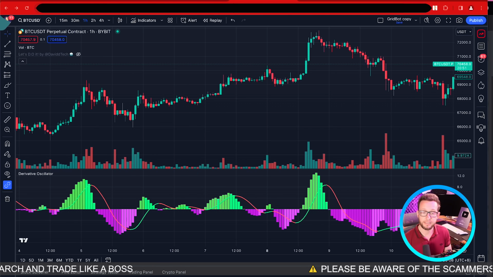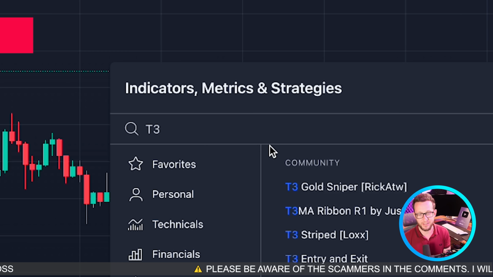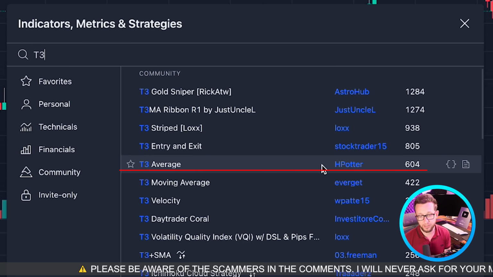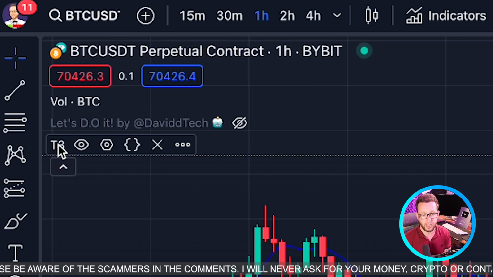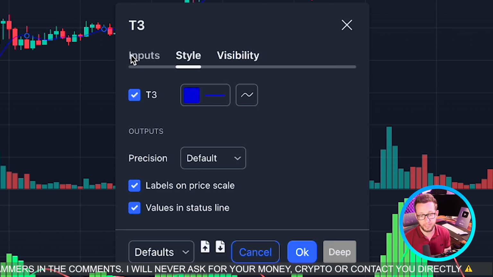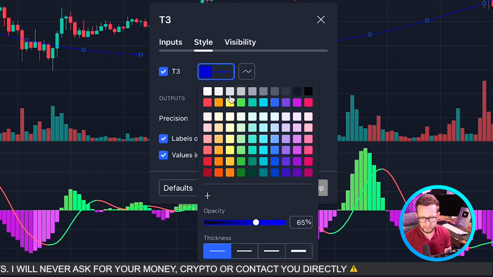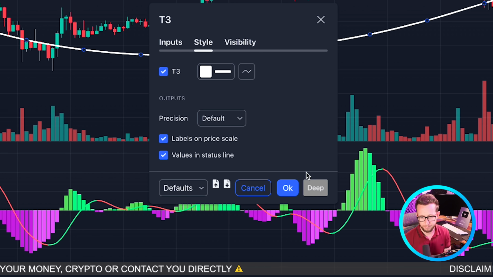entries. Okay, so for our entries, for no surprise to everybody, we're going to be using the T3 here. Now, it depends on which one you like. I prefer this one here by H. Potter. We're going to be using the T3 on a length of 85. So you click on the little cog up here and in the inputs, we're going to put 85. I'm going to make it nice and thick so we can see it on YouTube a little bit better. There you go. Boom.